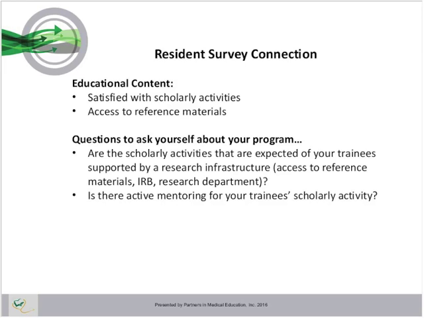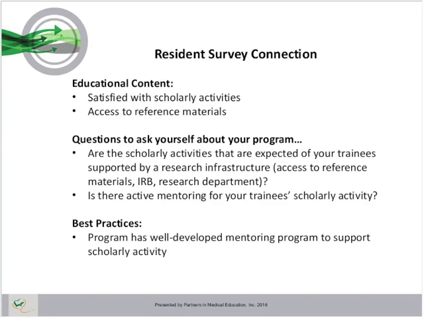Is there active mentoring for your trainees' scholarly activities? The ACGME believes that residents and fellows should be mentored in their research endeavors, and so this is an important piece to remember. It's also important to remember that if you do have active scholarly activity, you get credit for resident fellow scholarly activity as well as core faculty scholarly activity. So it really benefits your program to spend a great deal of effort on the scholarly activity component of your curriculum. A best practice is to be sure that you have a well-developed mentoring program to support scholarly activity.